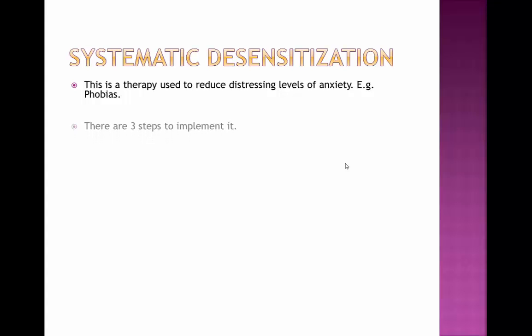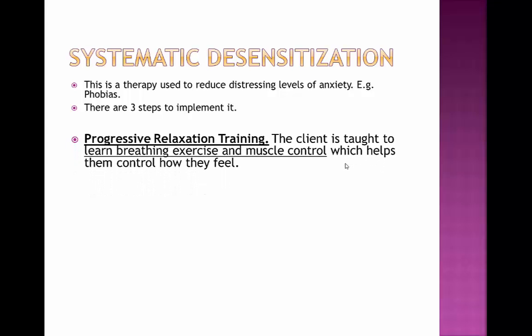So, the process of a behavioural therapy is called systematic desensitization. This is a therapy used to reduce distressing levels of anxiety, for example, that of phobias, which are going to be learned through our time as we live. So, there are 3 steps we need to follow in order to implement systematic desensitization. The first of which is progressive relaxation training.